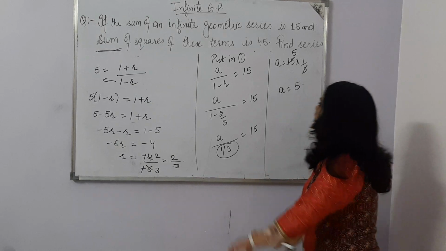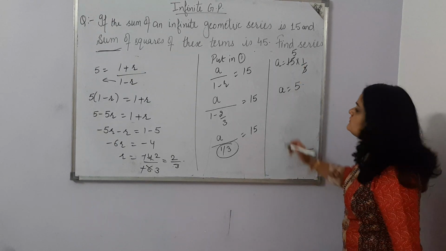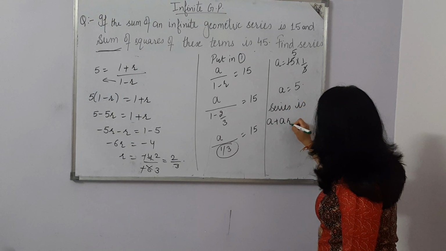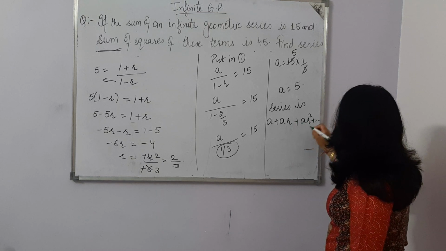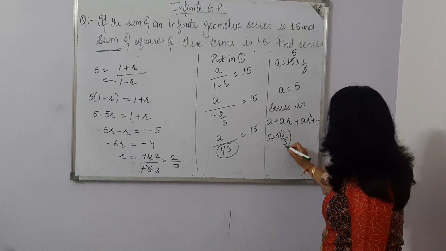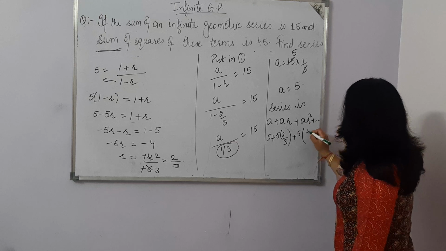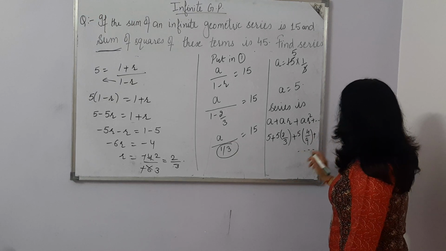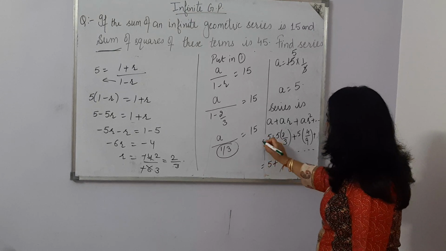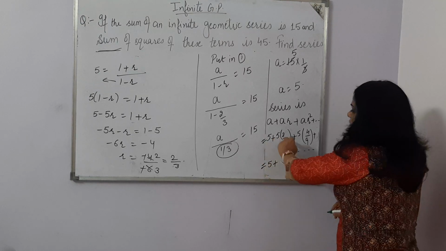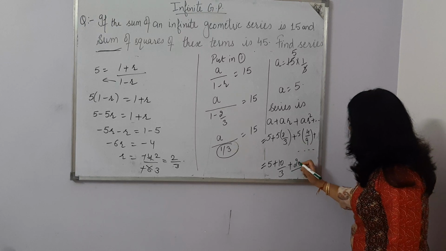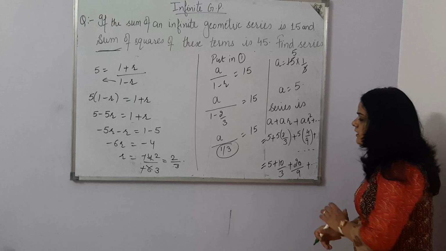Now we have the value of r, we have the value of a. Now can we get the series? The series is a plus ar plus ar square, so on up to infinity. What is a? It is 5. 5 into 2 by 3, plus 5 into 2 by 3 whole square, which is 4 by 9, so on up to. So it becomes 5 plus 5 2s are 10, 10 by 3, 5 4s are 20, 20 by 9, so on up to.